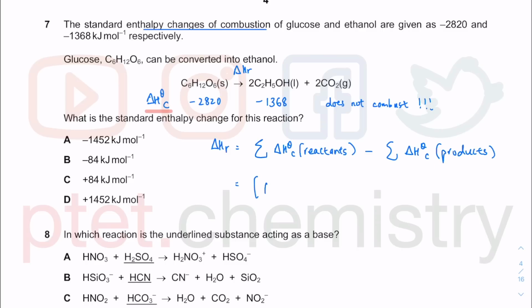Your reactant side, you have one molecule of glucose, and then on your right hand side, you have two molecules. Therefore, I have to do 2 times the combustion, which is for 1 mole of the ethanol. So be very careful about stoichiometric quantity there. So minus 2820 minus bracket 2 times negative 1368, and overall I get minus 84, with sign value as well as unit. Always keep that good habit there.